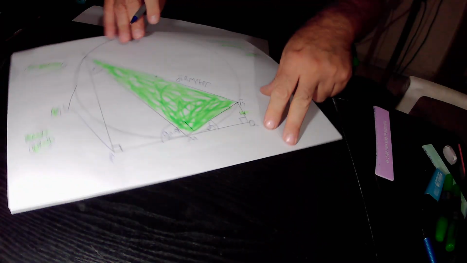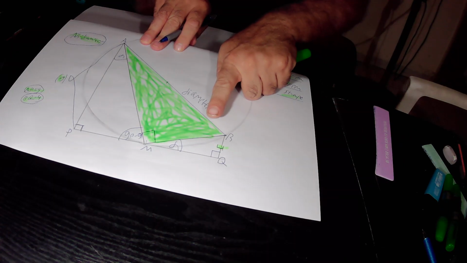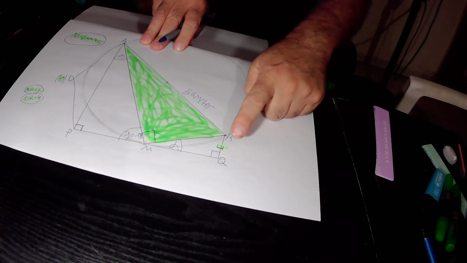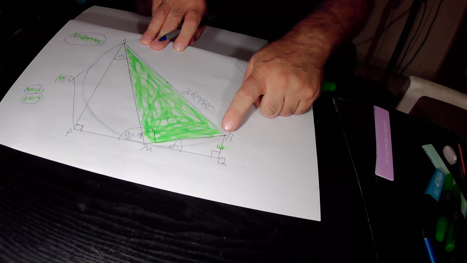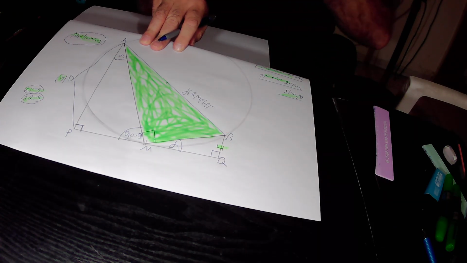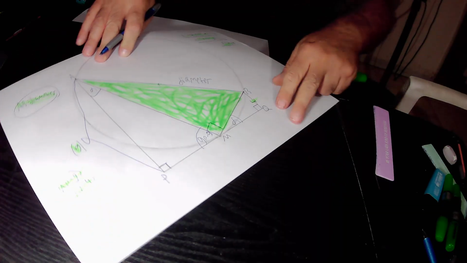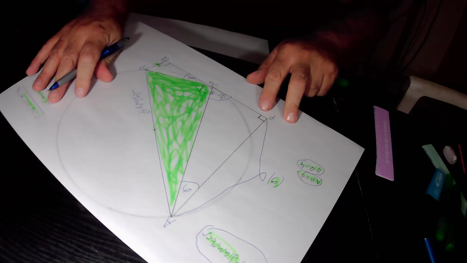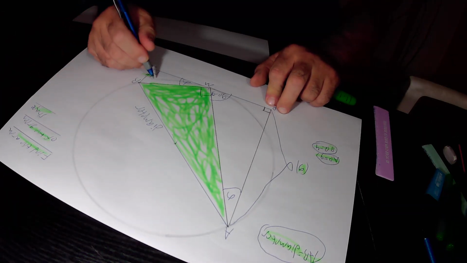So in this small right triangle BMQ, this angle equals alpha, this angle equals 90 degrees, and therefore this third missing angle must be equal to 90 degrees minus alpha, according to the rule that states that the sum of the angles in a triangle is equal to 180 degrees.